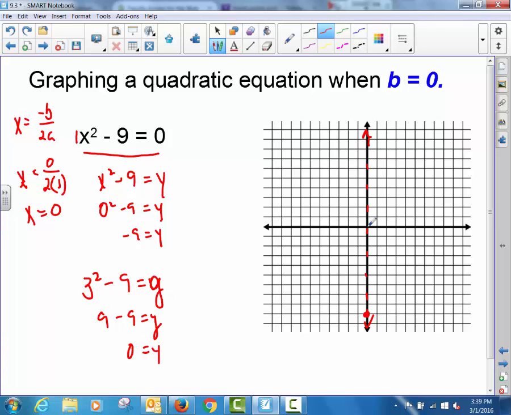So we come up here to 1, 2, 3, 0. And if we're 3 away on this side, then we're going to be 3 away on this side. And now we've got our parabola. I have such a tremendous difficulty drawing parabolas on this drawing tool here. But there's our parabola.